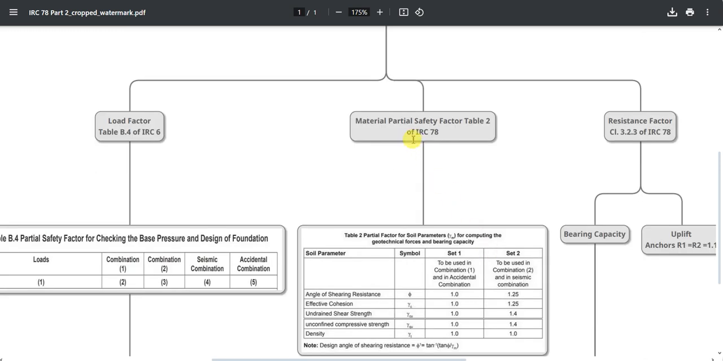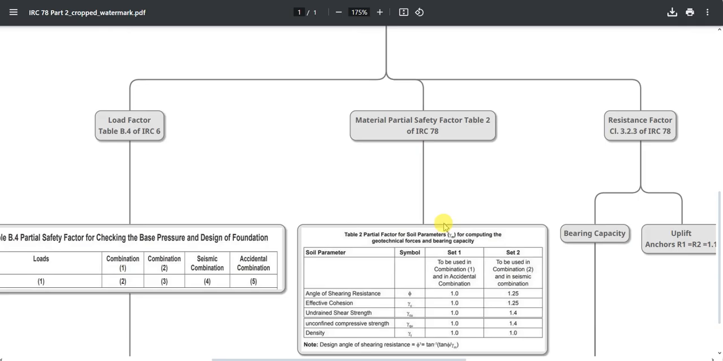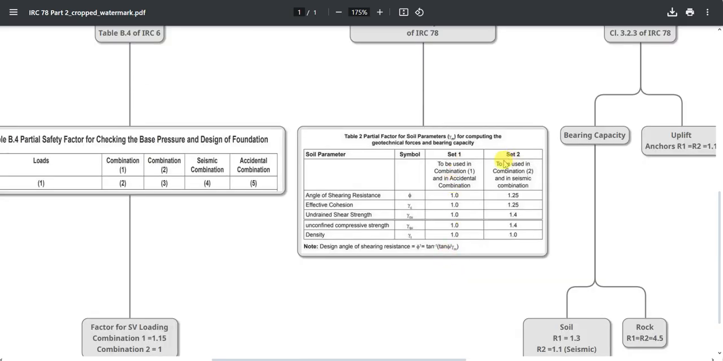Again, if we go to the material partial safety factor, we see there are two sets, 1 and 2. Set 1 is to be used for combination 1 and accidental load combinations, and set 2 is to be used for the seismic combination and combination 2 of Table B4. You can see here Table B4: combination 2, seismic, accidental, and combination 1.